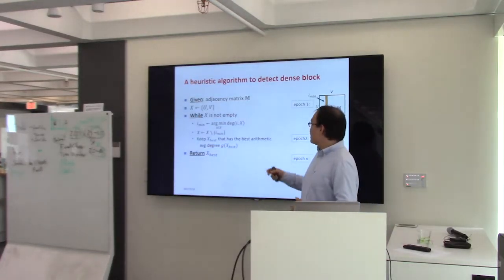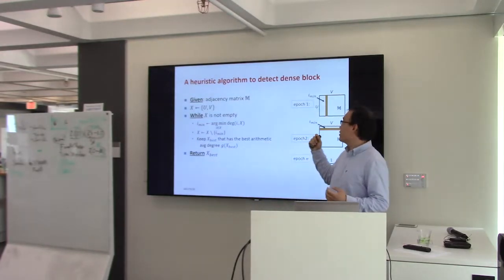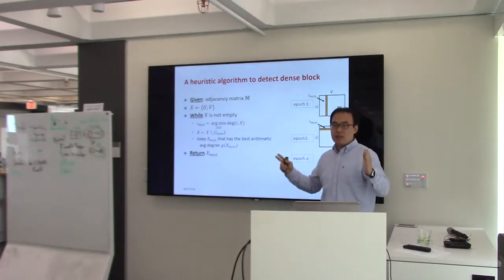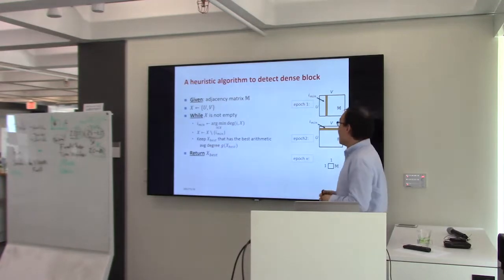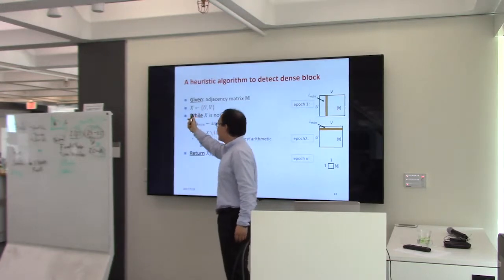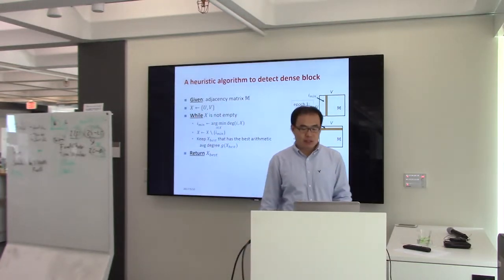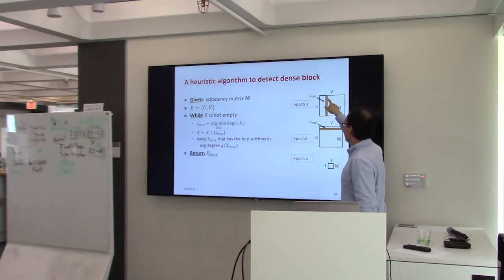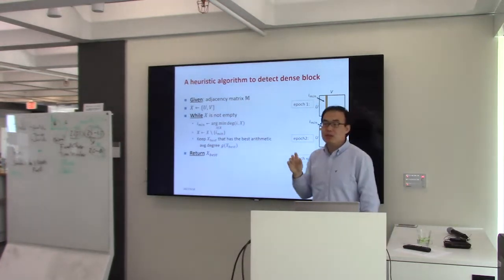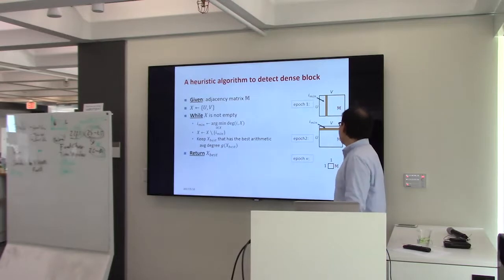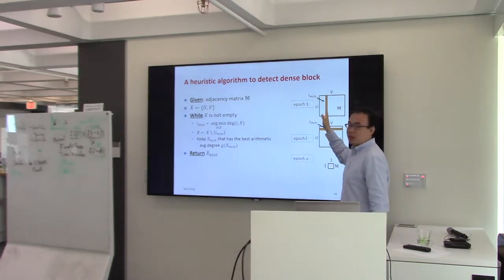And I also want to introduce a very simple and intuitive heuristic algorithm to detect the dense block. First of all, we have the adjacency matrix. We input the adjacency matrix, and we put the users and the objects into one set, X. The algorithm is very intuitive. We can see those figures. Each time, we just choose either the column or the row that has the minimal degree. The degree is the sum of the numbers in the row or column. And we just remove it.